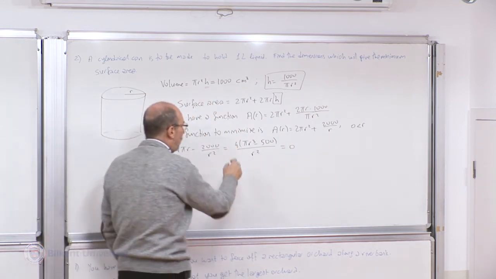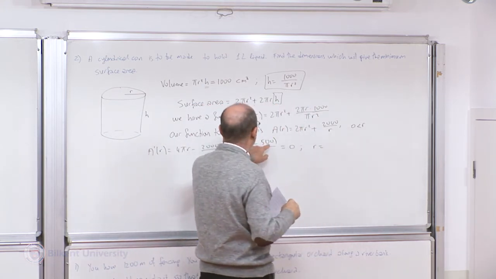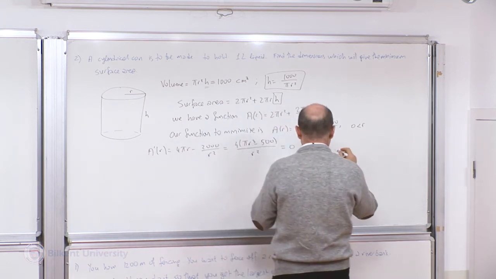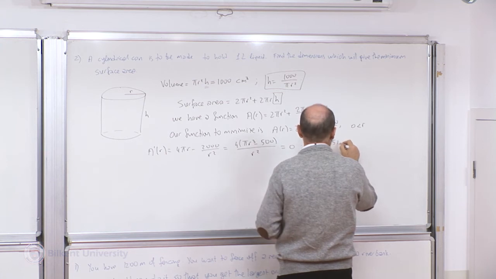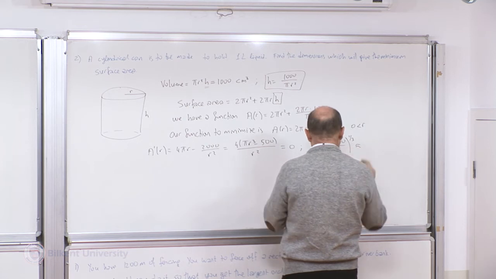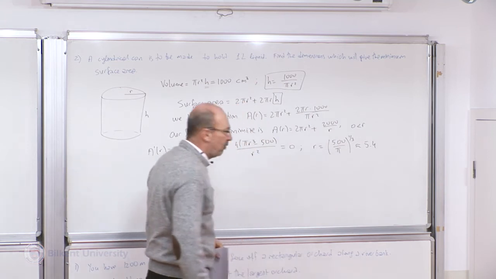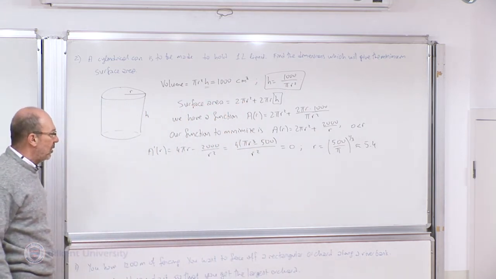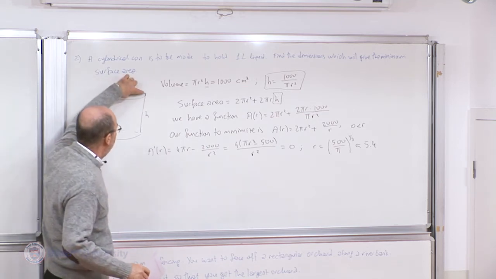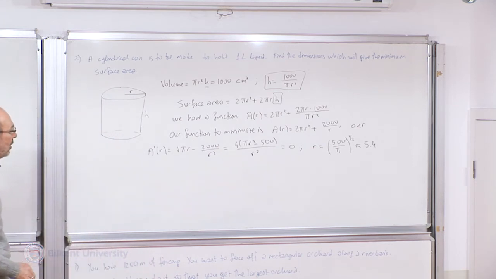So r cubed is equal to 500 over pi. R is the cube root of that, 500 over pi to the power 1 over 3. So this is approximately, just to have some idea about what we are talking about, 5 centimeters. Okay, so this is going to be 5 centimeters. This length, the diameter, is 10 approximately.